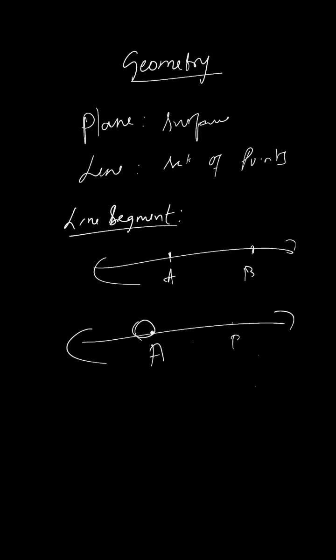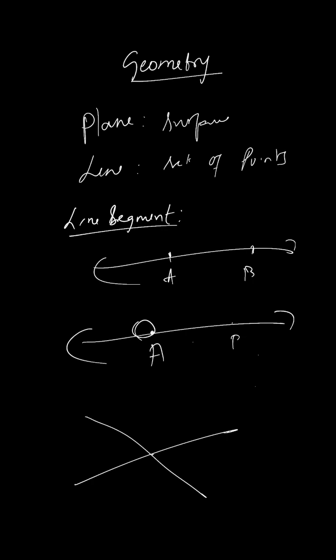Coplanar lines. Two or more lines lying on the same plane are called coplanar lines. Next, intersecting lines. Two lines which meet each other are called intersecting lines.